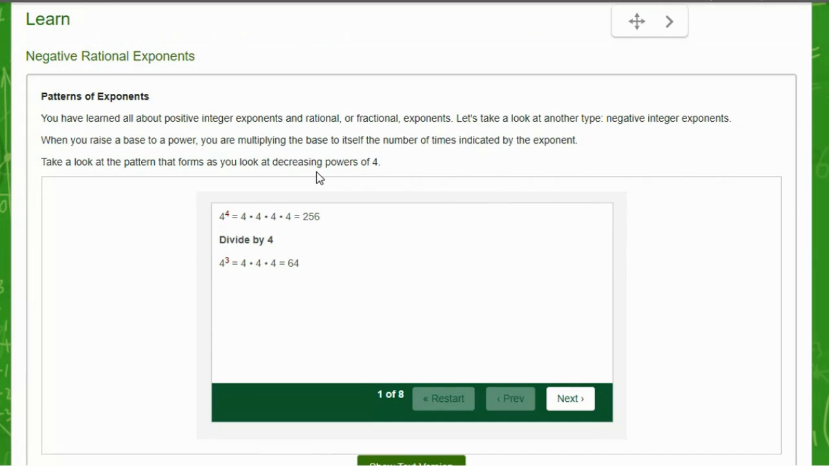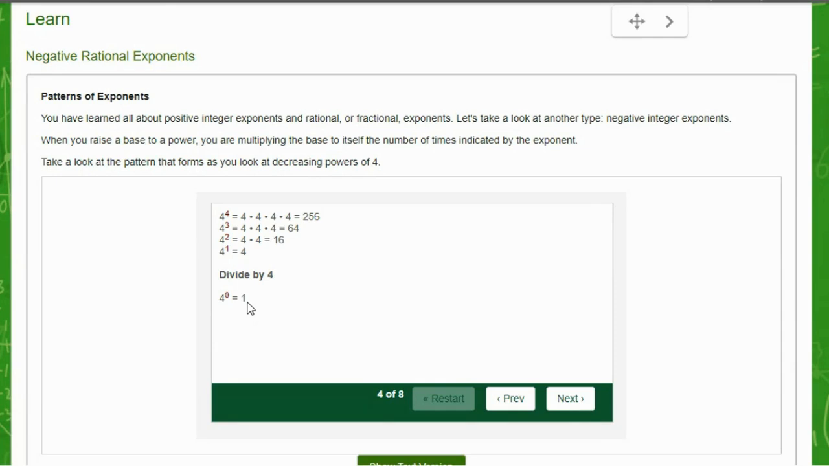Look at the pattern it forms as you look at decreasing powers of 4. So 4 to the 4th is the same as 4 times 4 times 4 times 4, which is 256. If we divide that by 4, now we just have 4 to the 3rd, 4 times 4 times 4, which is 64. And now we're going to divide by 4 again. So 4 squared is just 4 times 4, which is 16. And then we can divide by 4 again. Now it's just 4 to the first, which is 4. And we can divide by 4 again, which means 4 to the 0. 4 divided by 4 is 1. Anything raised to the power of 0 is 1.